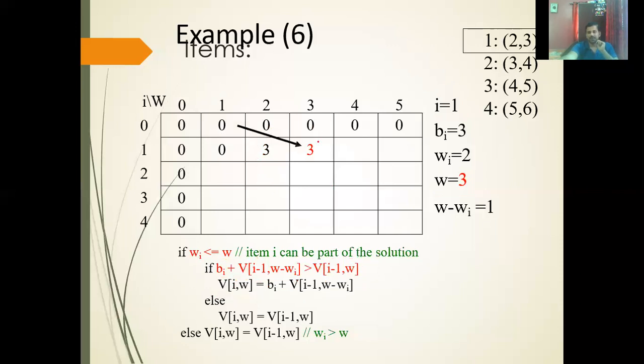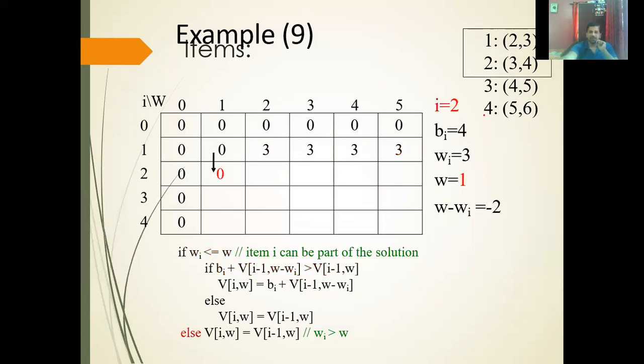Next, this value. Small w is 3. 2 is lesser than or equal to 3. I think this condition holds good, right? That's why it's been highlighted here. So V of I, W is equal to BI. So BI in the sense it's 3 plus V of I minus 1, comma W minus Wi. I think it's 0. So this value will also be 3. So likewise, keep on updating your memory table, right? So you can see the changes here.